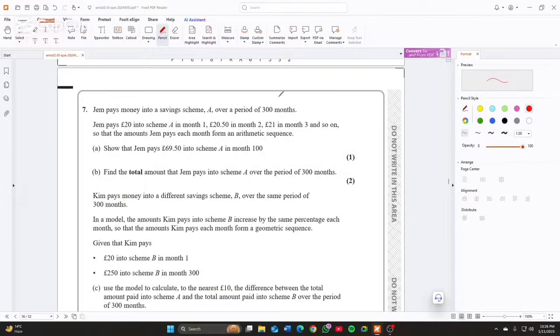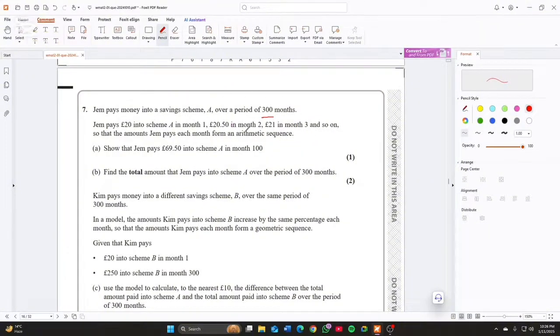Question 7 for the P2 paper of 2024 October. So 7 says Jem pays money into a savings scheme A over a period of 300 months, right? Jem pays £20 into scheme A in month 1 and £20.50 in month 2 and 21 in month 3 and so on, so that the amounts Jem pays each month form an arithmetic sequence.